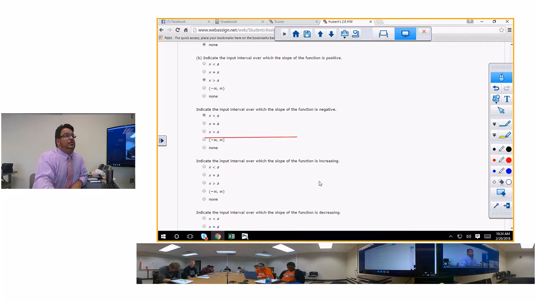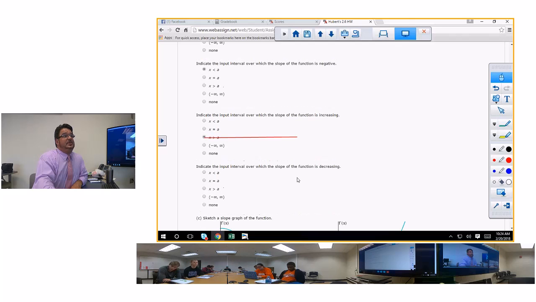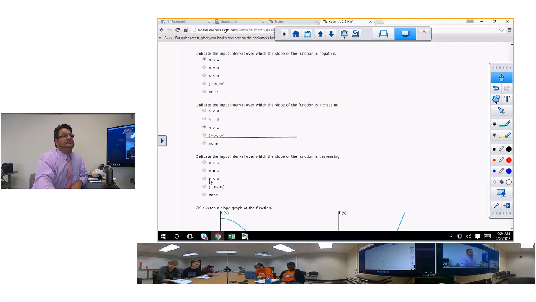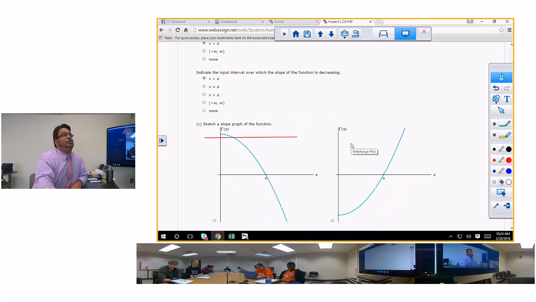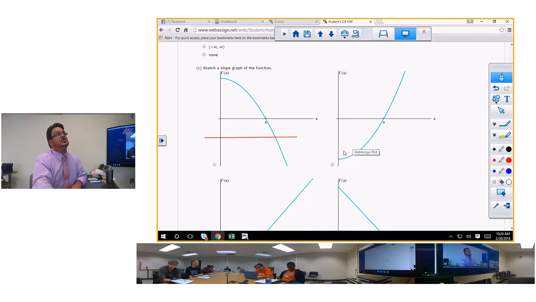Indicate the input interval over which the slope of the function is increasing. That would be X is greater than what? Where is it decreasing? Sketch the slope of the function. Sketch a slope graph of the function.